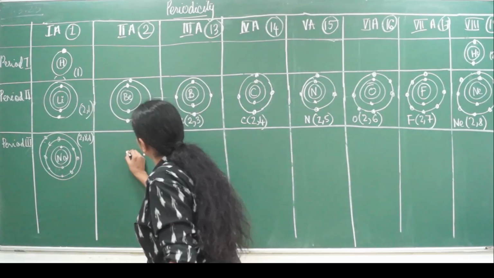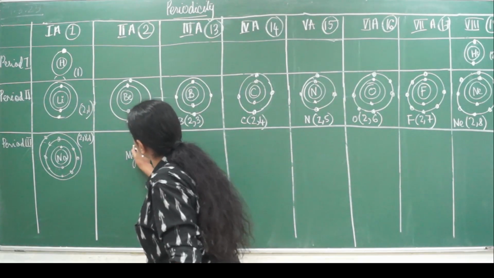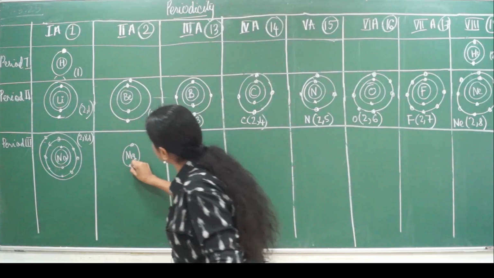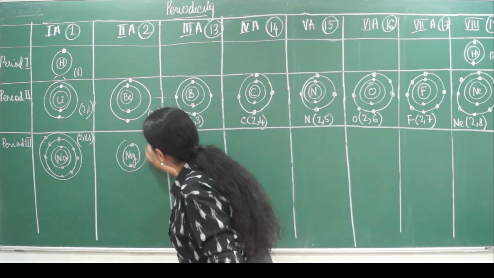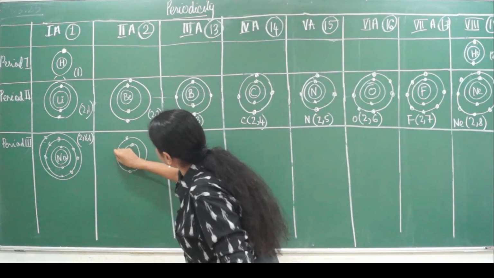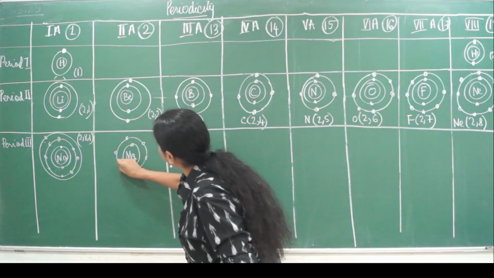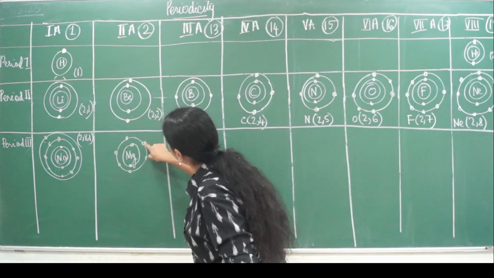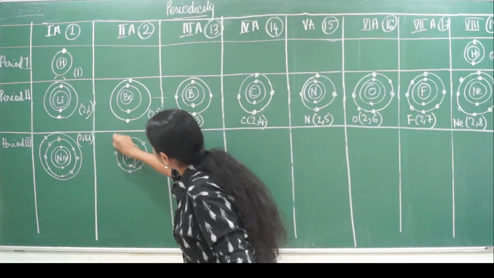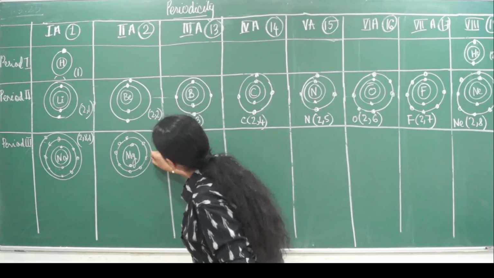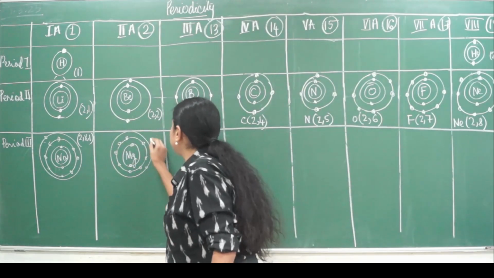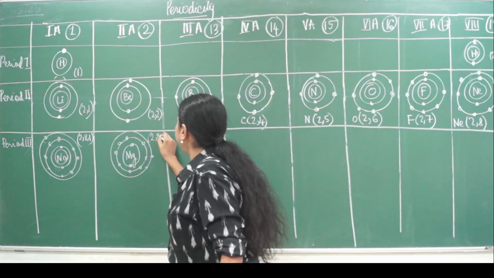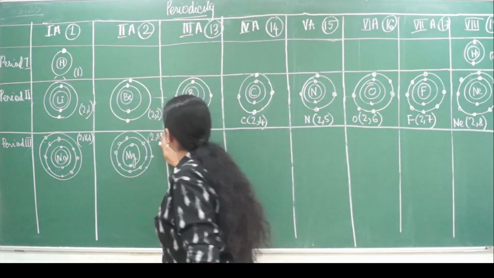Next member is magnesium. First shell has 2 electrons. Second shell has 8 electrons, octet complete. And the last shell has only 2 electrons. What will be the configuration? 2, 8, 2.